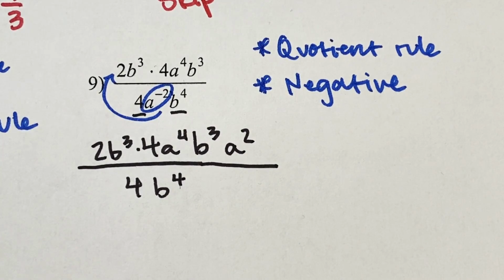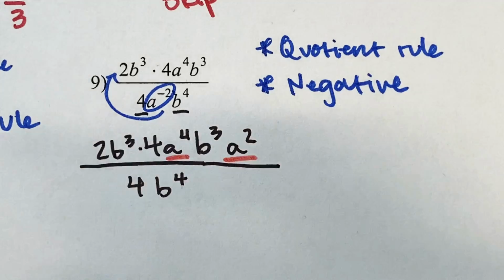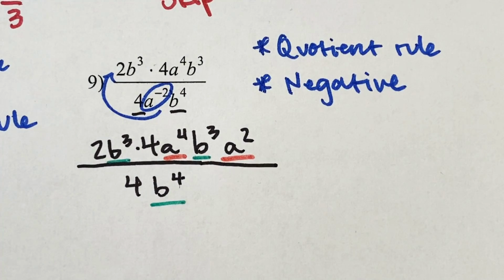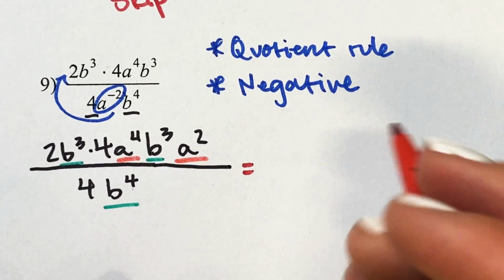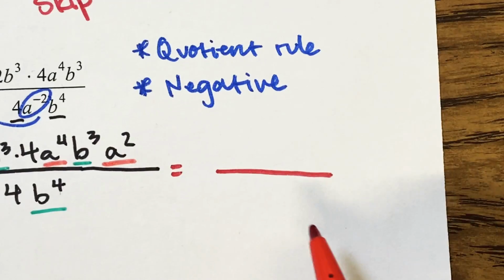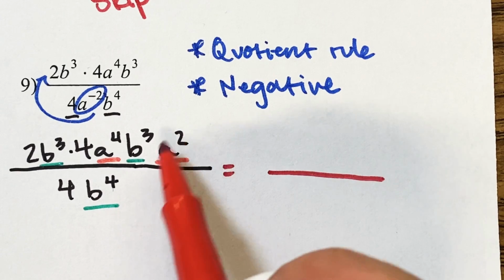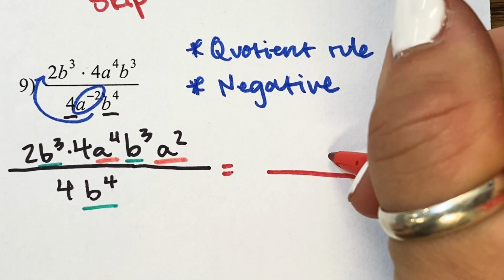Now we can start simplifying. I see some a's on top, and then I see some b's on top, but also on bottom. So let's simplify the top first. Let's combine our a's first. I have 4 a's being multiplied right here, and another 2 a's being multiplied right there. How many a's do I have on top?